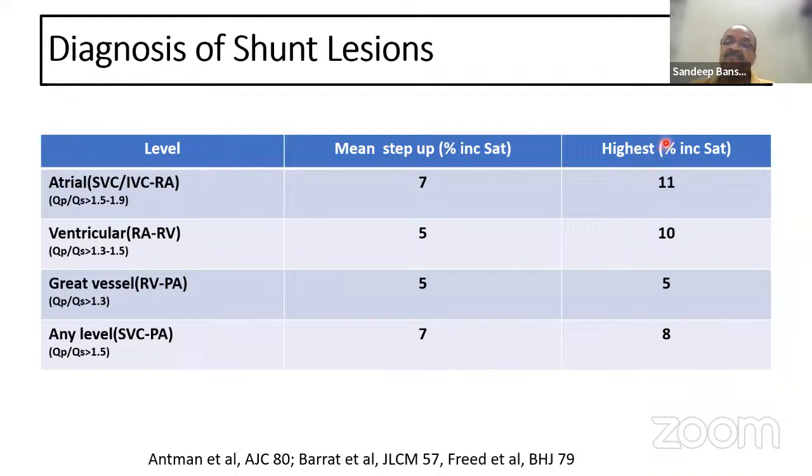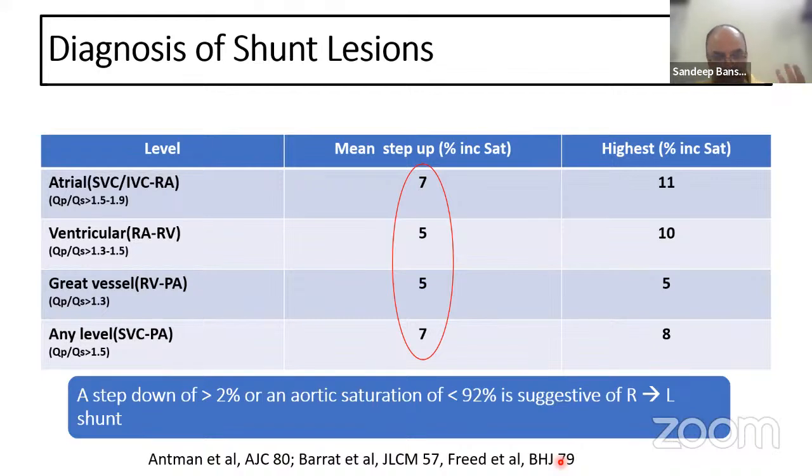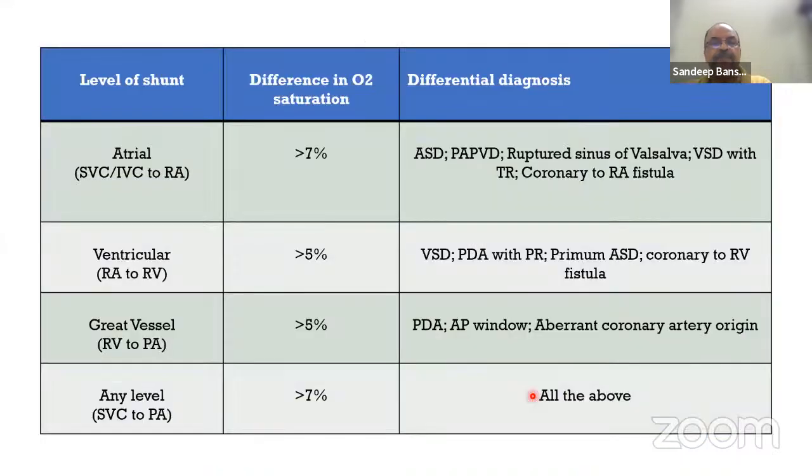On the other hand, if we have been able to take only one measurement, then the cutoff values are these, which are given on the right side of the screen. In a similar manner, if there is a step down of more than 2% in the aortic saturation, and the saturation is less than 92%, this can be suggestive of right to left shunt. But as I said, quantification of the shunt is most important, mainly in the left to right shunts.